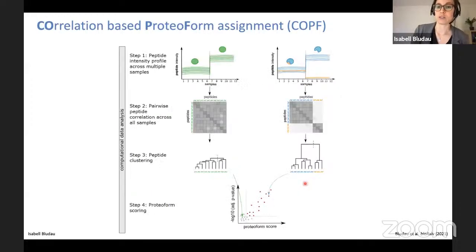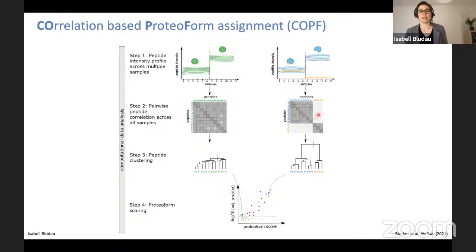So now we can actually do this automatically by looking at the pairwise peptide correlations. So here on the left-hand side, if all of the peptides follow the same pattern, they all have a very high correlation and you get a very homogeneous pairwise correlation matrix. However, if you have two alternatively regulated proteoforms, peptides of the same proteoform group will have a high correlation, whereas peptides across the two groups will have a low correlation.